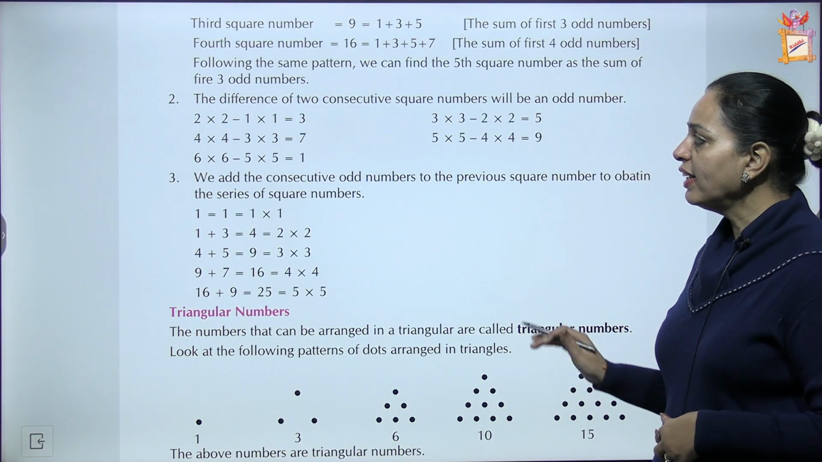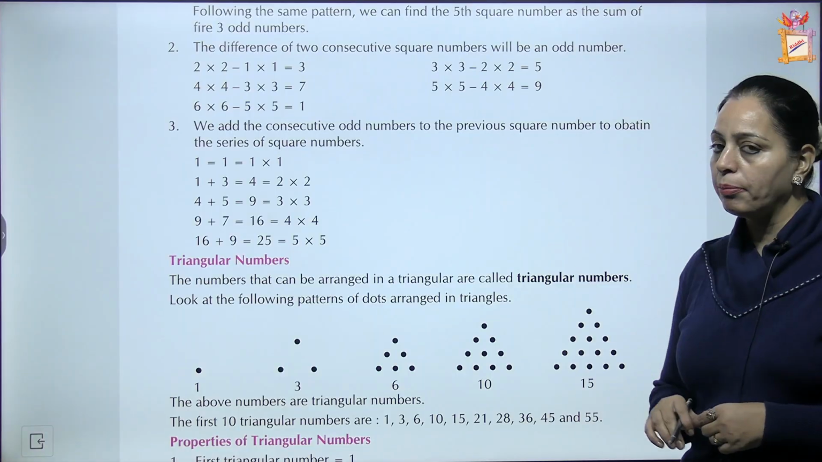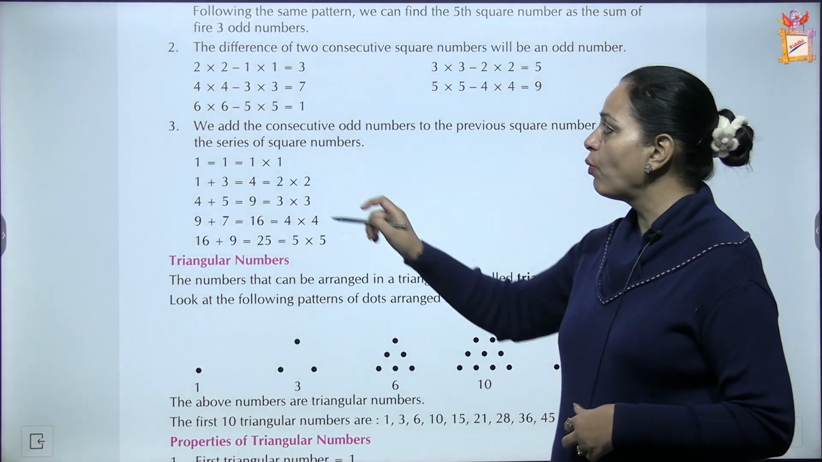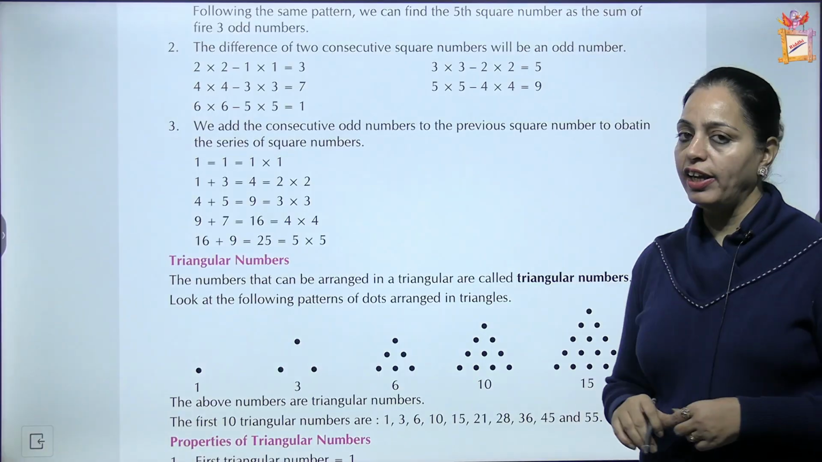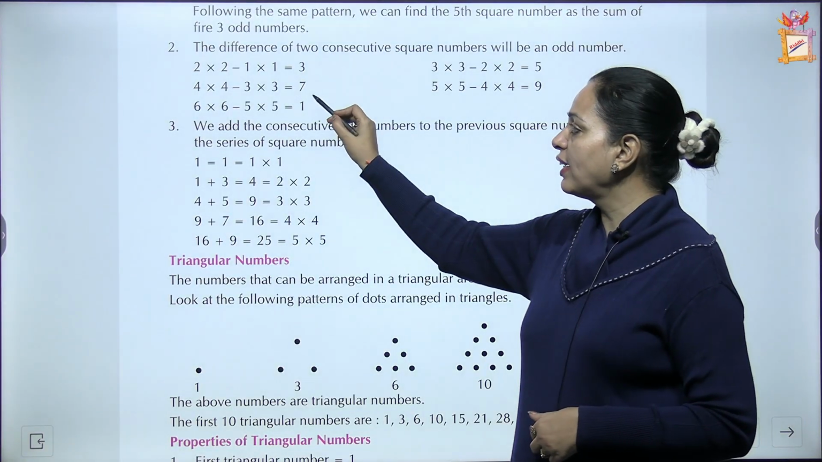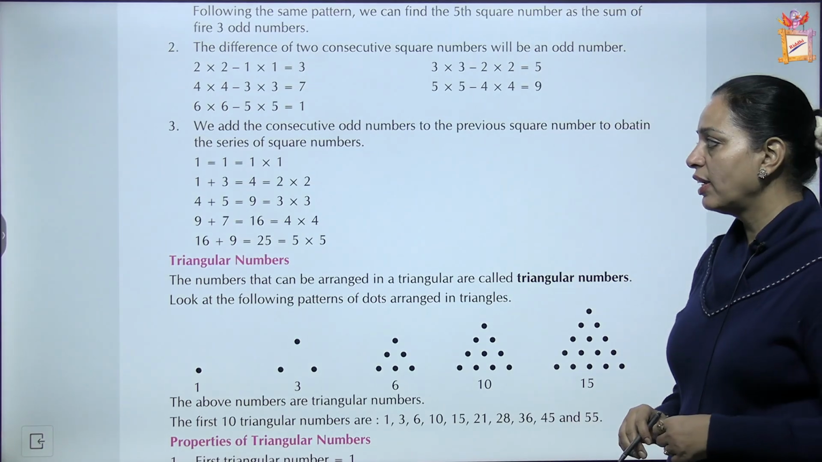right? The second, the difference of two consecutive square numbers will be an odd number. See, 4 minus 1, 3. 9 minus 4, 5. 16 minus 9, 7. 25 minus 16, 9. Like this.